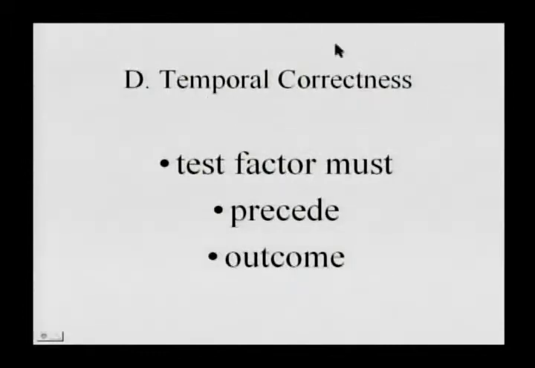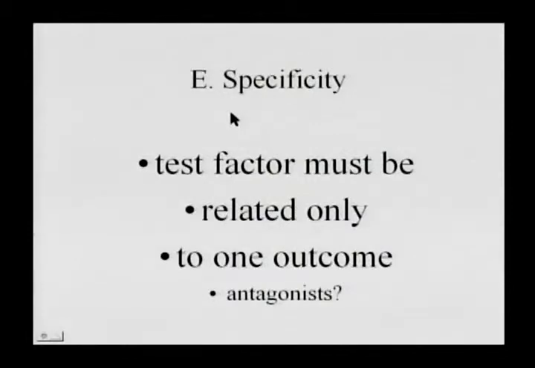So temporal correctness has a much more complex level of evaluation and creativity in experimental design than what is reflected by this very obvious statement: the test factor must precede the outcome. If you're getting a change in your dependent variable before you've made any change in your independent variable, obviously you can't have a causal association, or it'd be extremely highly unlikely that you would.